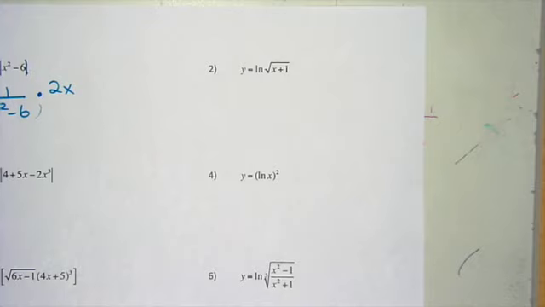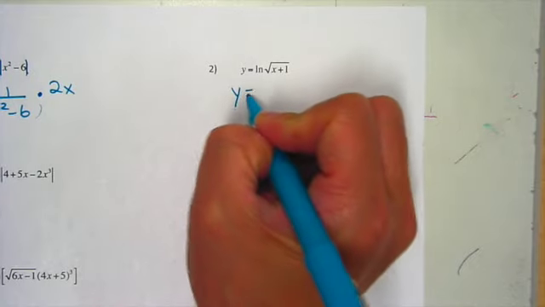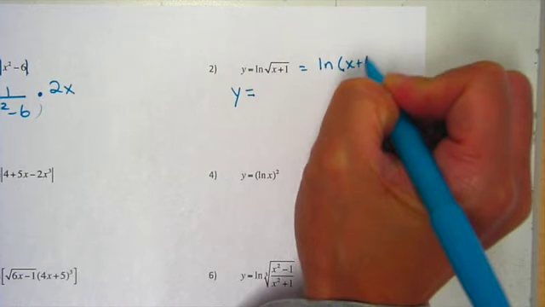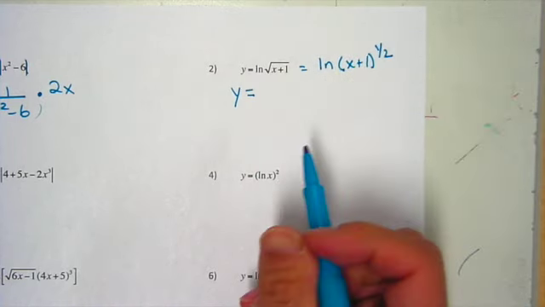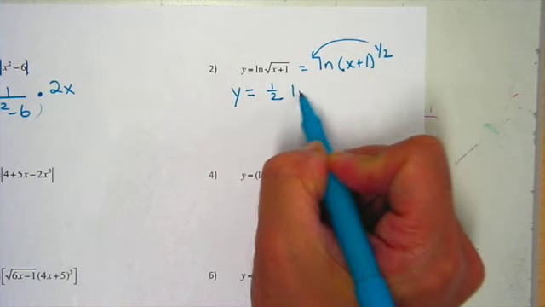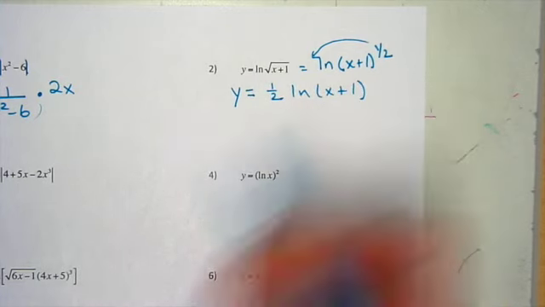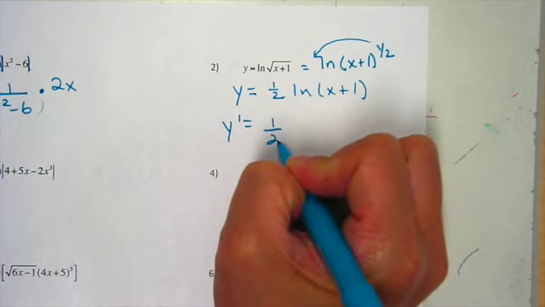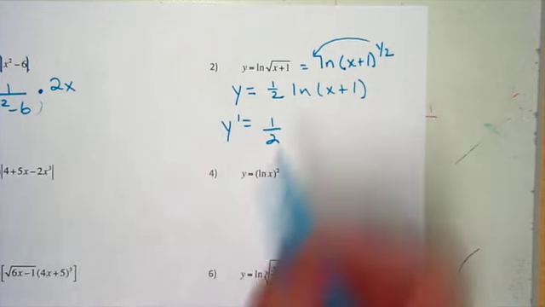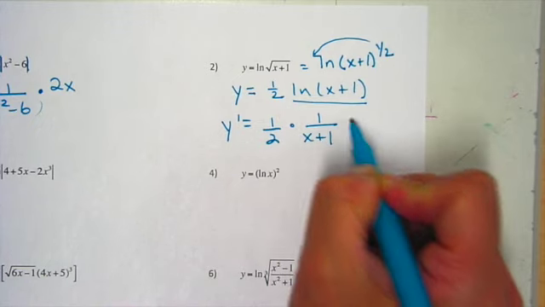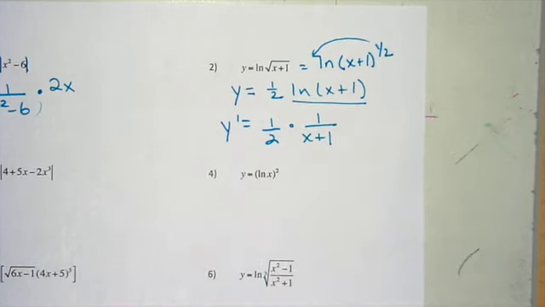Okay. Sometimes it helps to rewrite it using your properties of logs first. So this is really the same as natural log of x plus 1 to the 1/2. And one of the properties of log says that if you have an exponent, you can go ahead and bring that to the front. So this will make this problem much easier. So the derivative is the 1/2 is just a coefficient, leave it, times the derivative of the natural log is 1 over x plus 1. Chain rule just gives you 1.